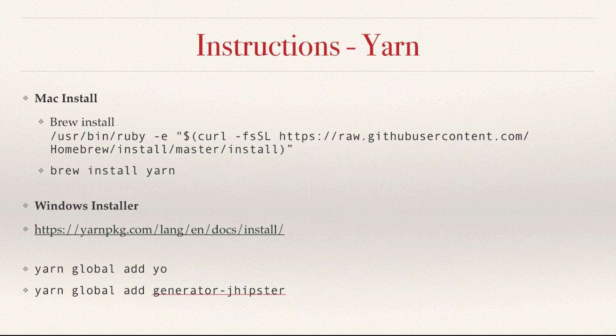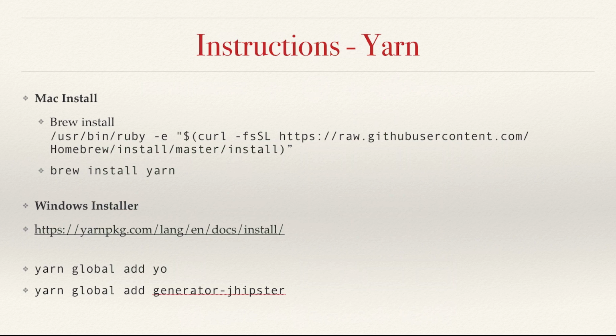If you're on the Mac, we're going to use brew to install Yarn. If you already have brew or just installed it, you can type in brew install yarn, and that'll install Yarn for you. If you're on Windows, simply go to the Yarn website, download the installer, and install it that way. Once you have Yarn installed, on a console or command line, type in yarn global add yo, and that'll install it across your system. Once you have Yeoman installed, type in yarn global add generator-jhipster, and that'll install the JHipster generator for Yeoman.